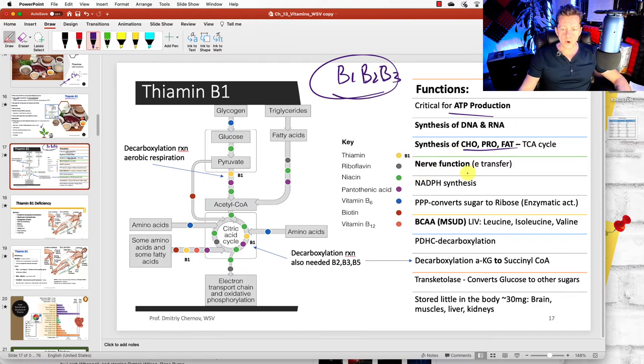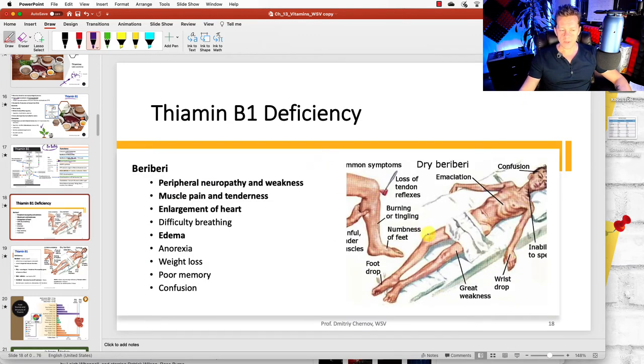The very important thing for thiamine, that's what you need to know, is that we need it for a healthy nervous system. It transfers energy to the nervous system and basically keeps it healthy. If we are deficient in this vitamin, the deficiency is called beriberi, remember this, beriberi. That can lead to peripheral neuropathy and edema. So these two, please remember, peripheral neuropathy and edema, just simply by missing this particular vitamin.